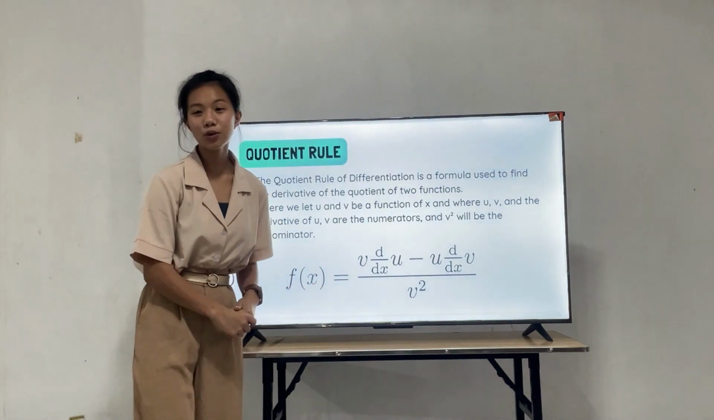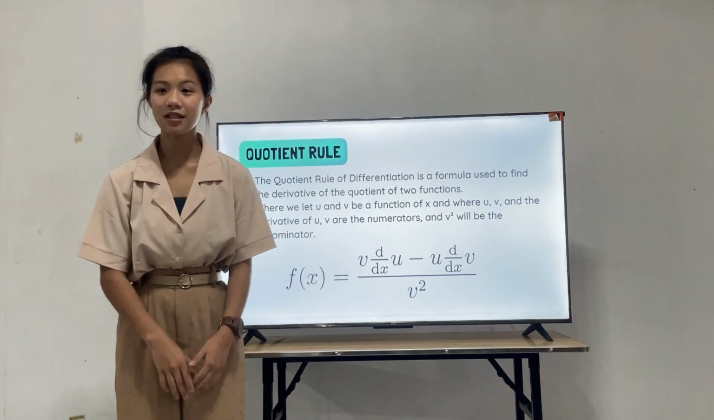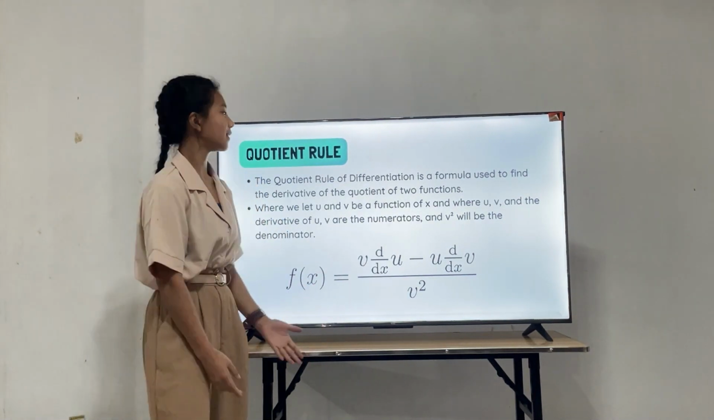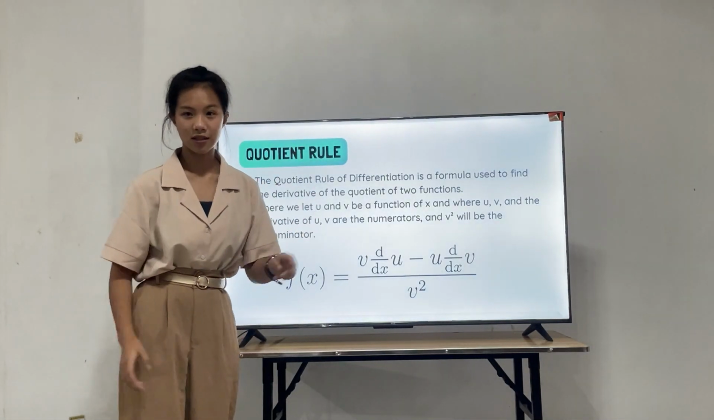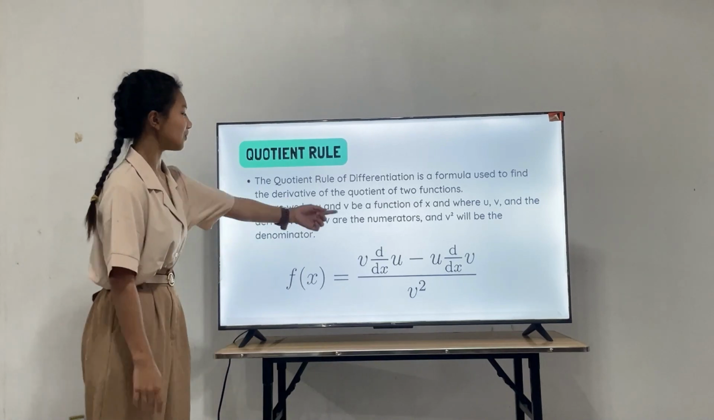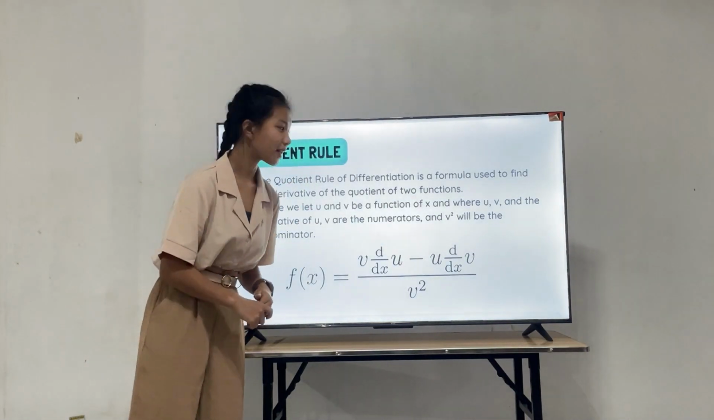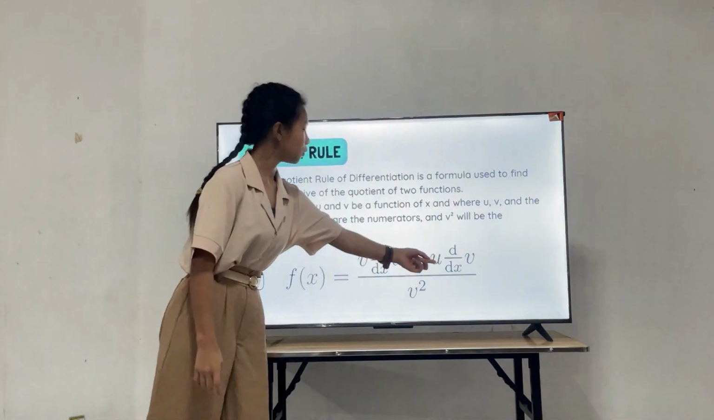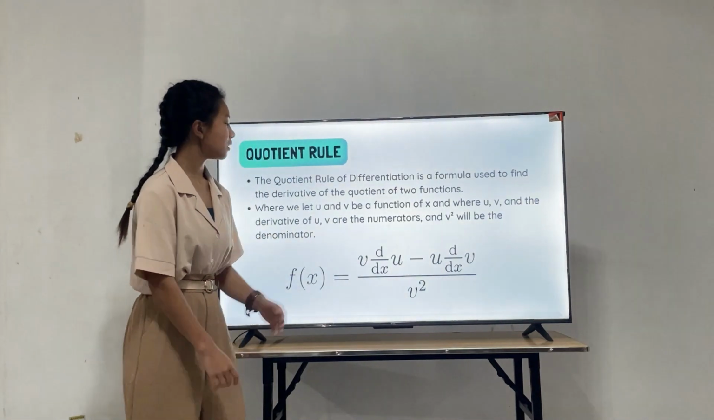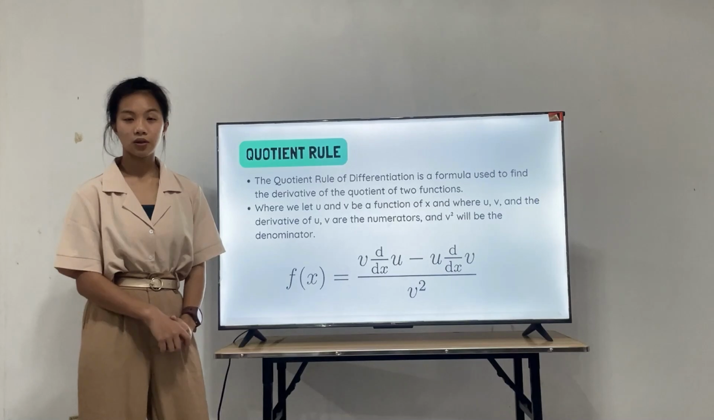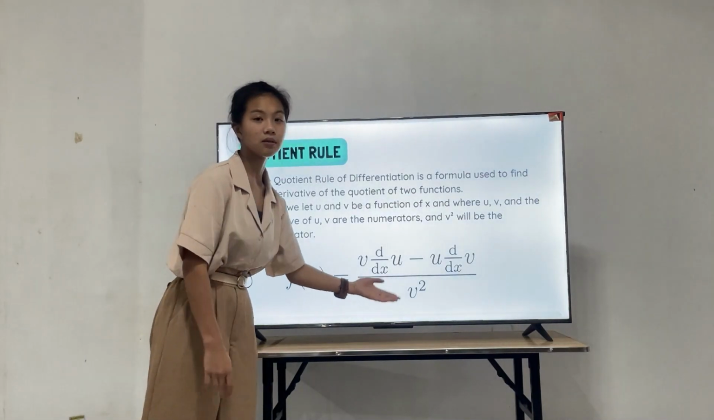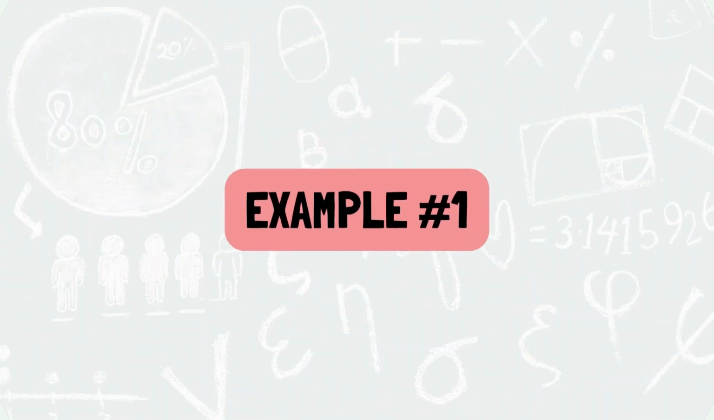Moving on, the quotient rule of differentiation is a formula used to find the derivative of the quotient of two functions, where we let u and v be functions of x, and where u, v, and the derivatives of u and v are the numerator, and the denominator is v squared.